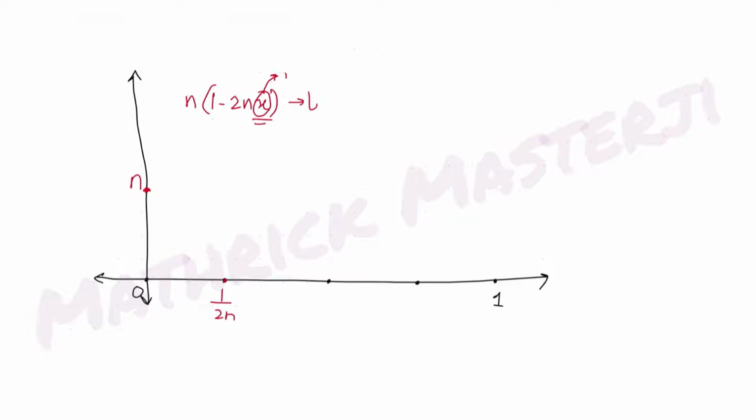And when it is a linear function, this is basically a straight line. So I get a straight line. I understand that in this interval from 0 to 1 over 2n, the function is a decreasing function, right? So we understand this. Let's see the other one.